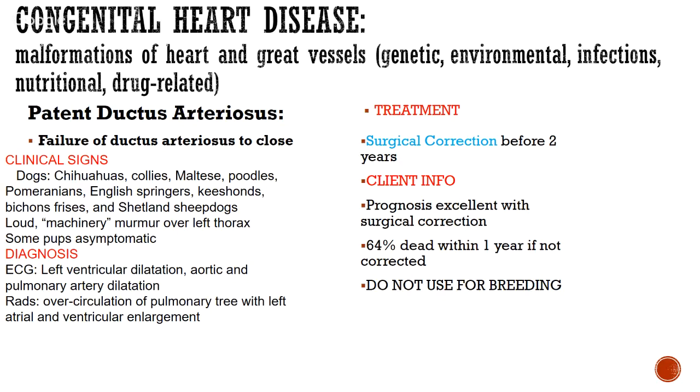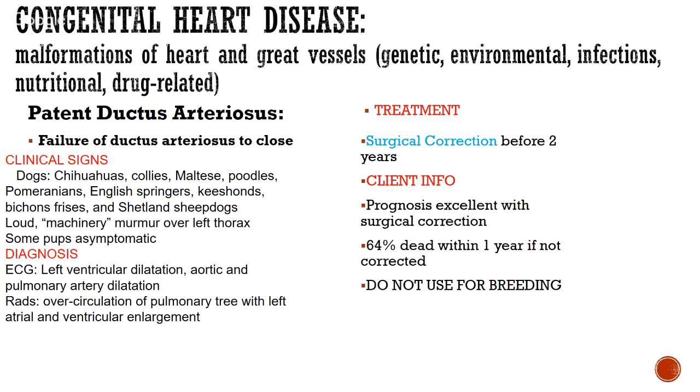Some pups are asymptomatic. They have no problems with it. Sometimes it will close shortly after birth. So if we hear it in a young pup, we keep an ear out for it. Sometimes it will actually close. We can diagnose it with an ECG. If we're seeing left ventricular dilatation, aortic or pulmonary artery dilatation, seeing signs of that in the x-ray or in the ECG, that's just telling us that we do have some problems secondary to the patent ductus arteriosus or PDA.